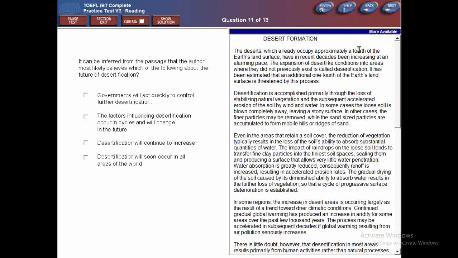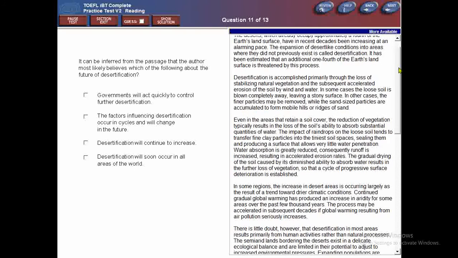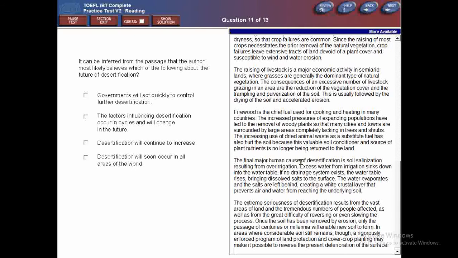Now next. These are the questions. It is an inference question: it can be inferred from the passage that the author most likely believes which of the following about the future of desertification? It's very hard to answer these questions. But if we read the whole passage, all of the paragraphs, we can get the overall idea of the passage, and we can find the answer to these questions from the last passages.